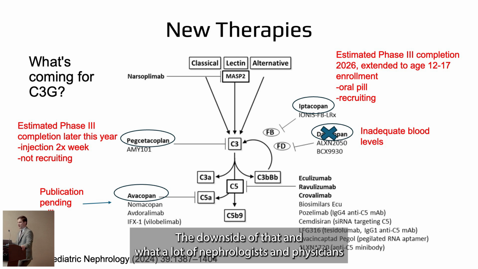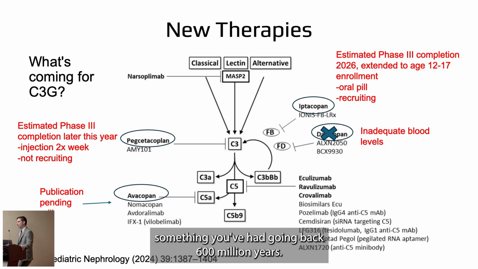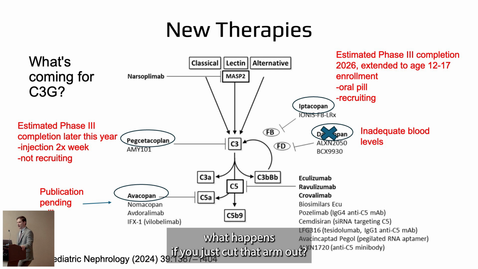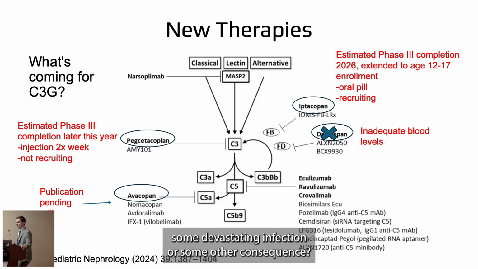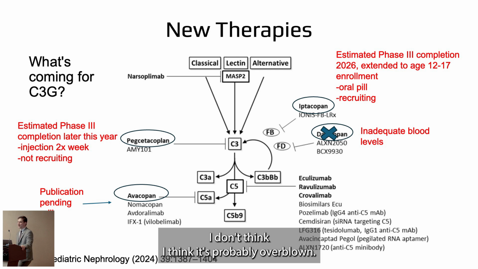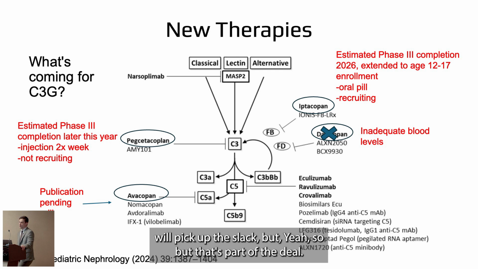The downside of that, and what a lot of nephrologists and physicians worry about, is we're talking about an ancient immune system, something you've had going back 600 million years. What happens if you just cut that arm out? Can you live without that for years and years and not get some devastating infection or some other consequence? I think it's probably overblown personally. I think a lot of other parts of the immune system will pick up the slack. But yeah, that's part of the deal.